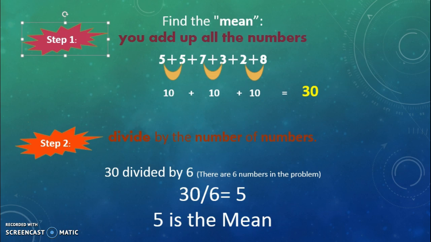Now, step 2. Divide by the number of numbers. So if I look up here, I've got 1, 2, 3, 4, 5, 6 numbers, okay? So I'm going to take my total, 30, divide it by 6, because there's 6 numbers in the problem. 30 divided by 6 equals 5. 5 is my mean, or my average, from all those numbers.